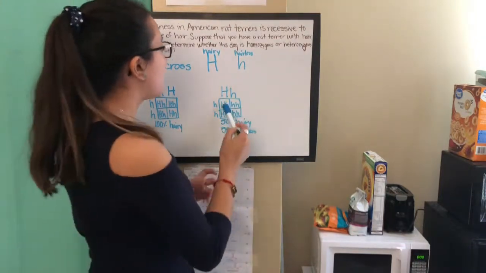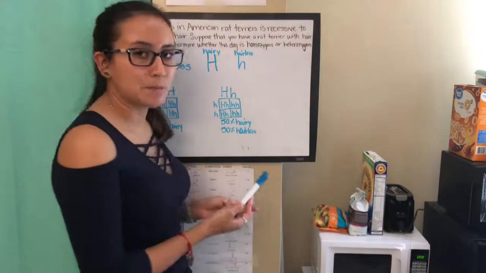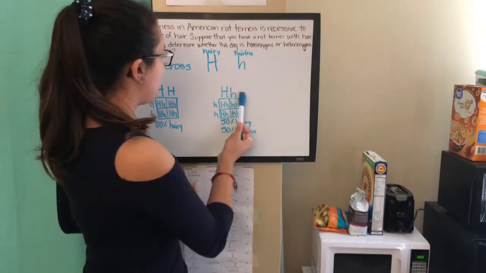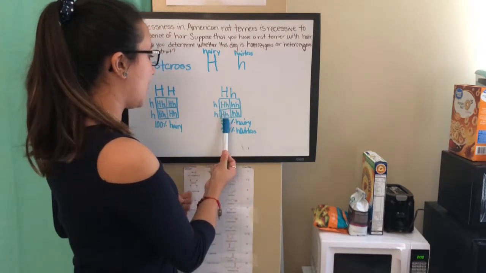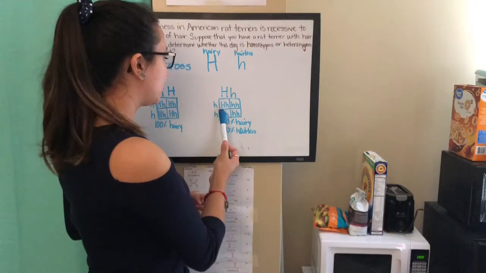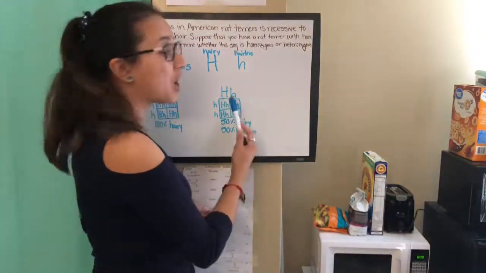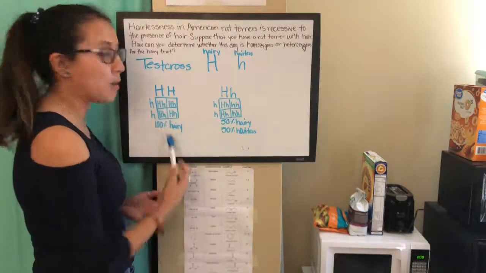But if the dog is heterozygous, we will know that because half of the offspring will be hairy and half of them will be hairless, and that is shown right here because they have half and half also. So the hairy gene will be given to half of the offspring, and the hairless gene will also be given to half of the offspring, and that will be able to be expressed because of the homozygous recessive.